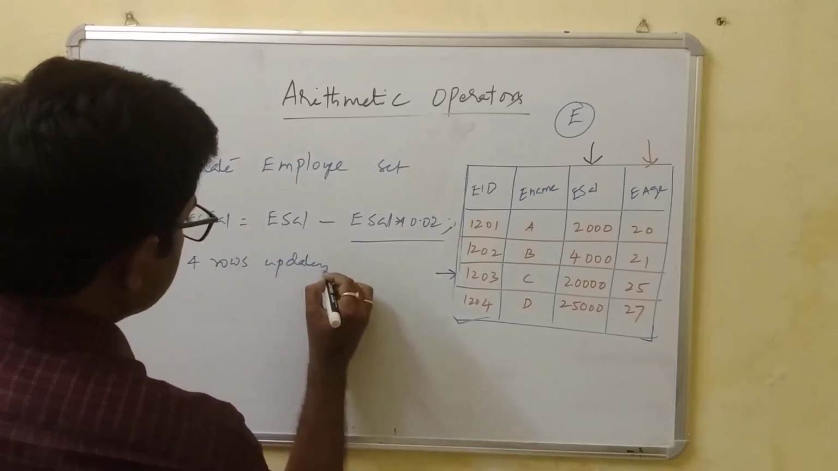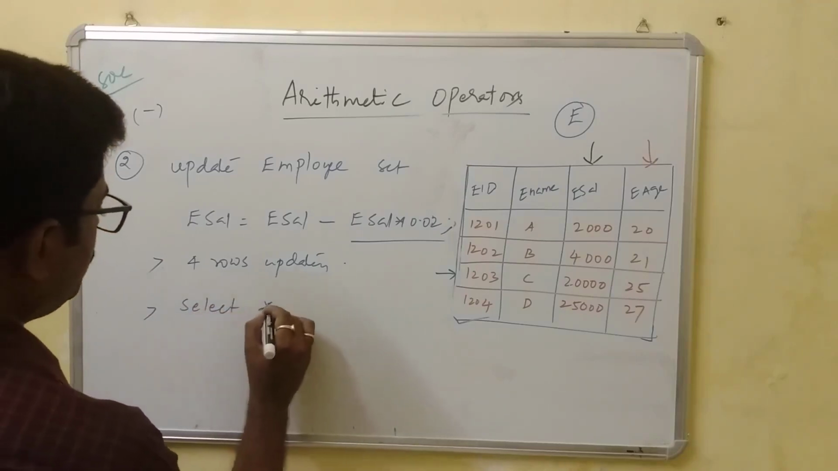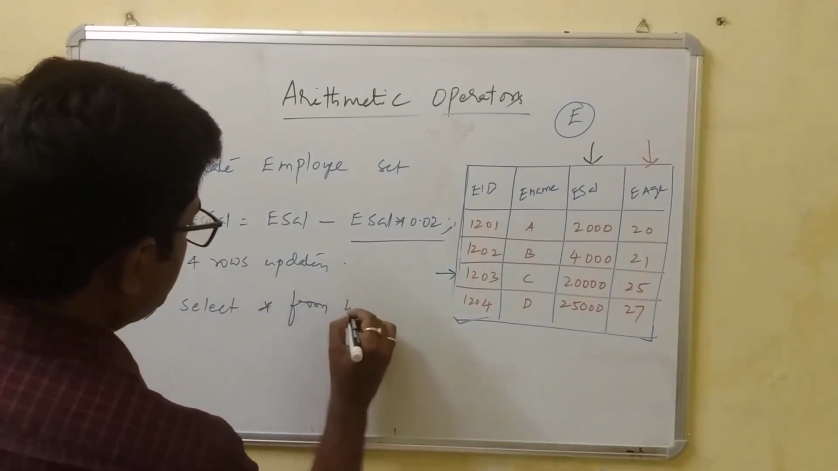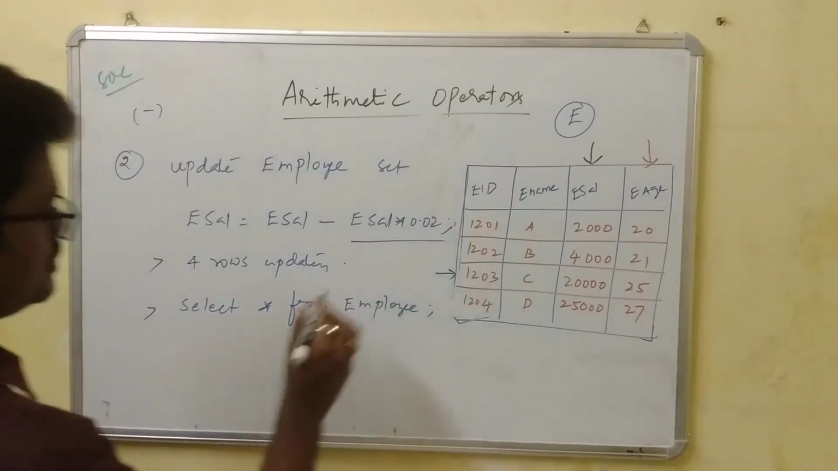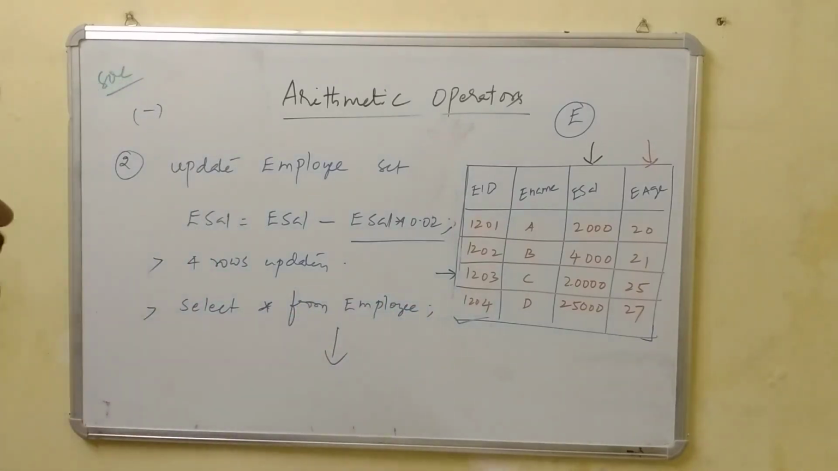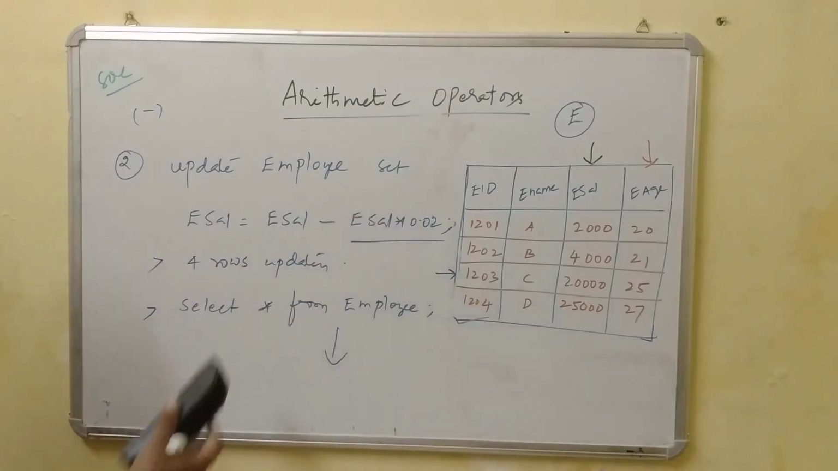Once these salaries are updated, if you want to see the change, then you need to go for select star from the table named employee. So we can see the updated salaries from the table, right? So I hope you got the point of how this subtraction will work.